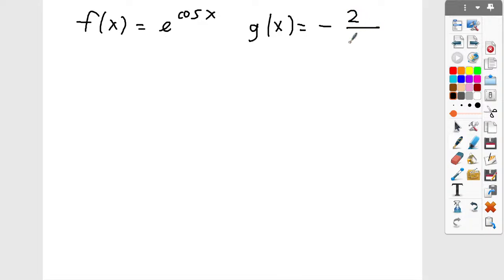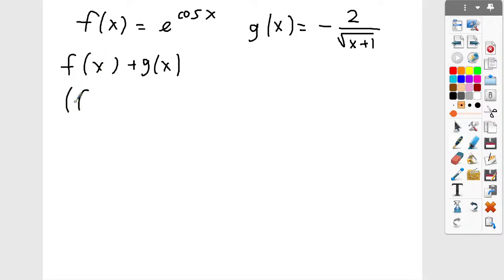Let's say f of x is equal to e to the cosine x and g of x is negative 2 over square root of x plus 1. I'm not going to draw these. You're not expected to know how to draw these. Sometimes the math textbook likes to write f plus g like this of x. This just means the addition of two functions. You add this function with this function.